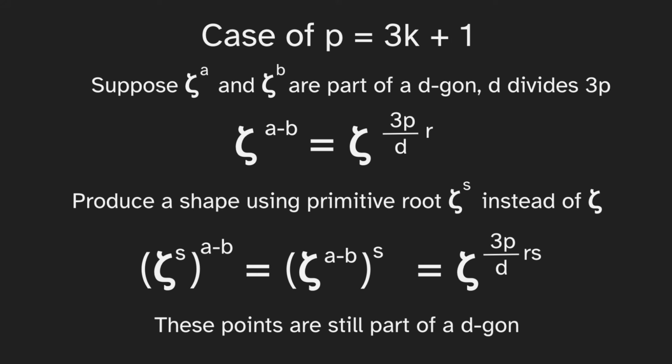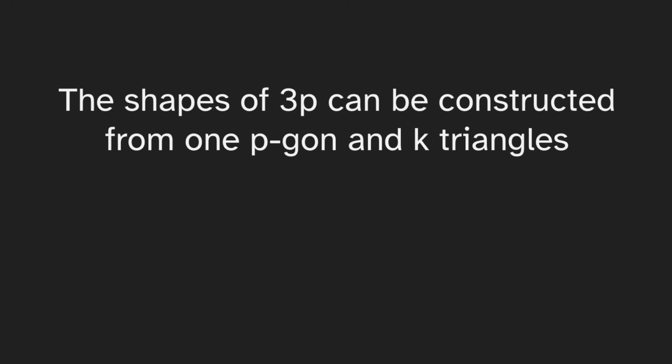And because zeta to the s is primitive, the points don't become the same. They're still separate points on the d-gon. So all of the points on the p-gon will still be on a p-gon. All of the points on each triangle will still be on a triangle, which means the shapes of 3p can be constructed from one p-gon and k triangles.